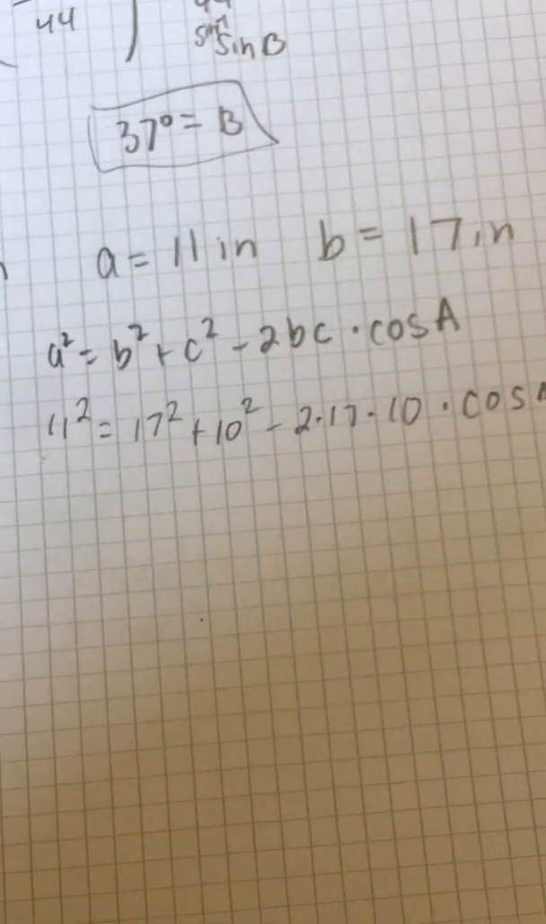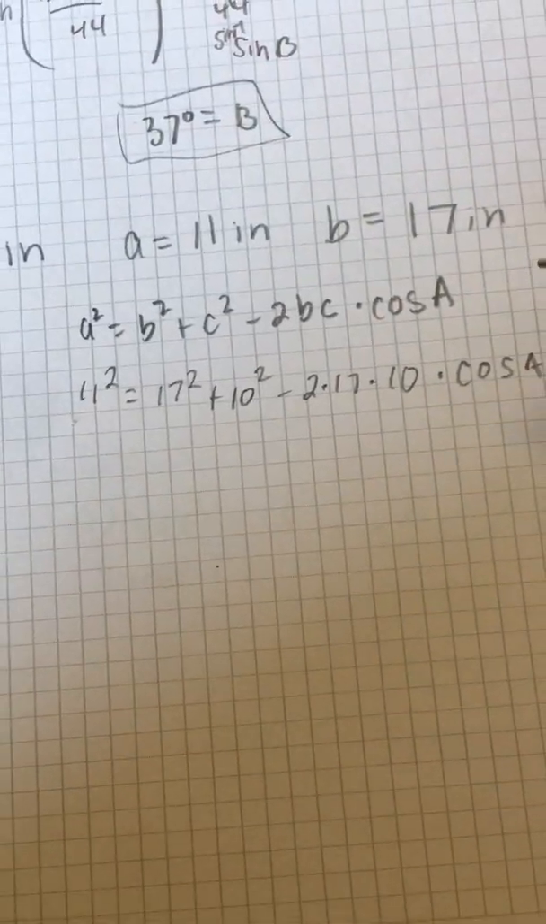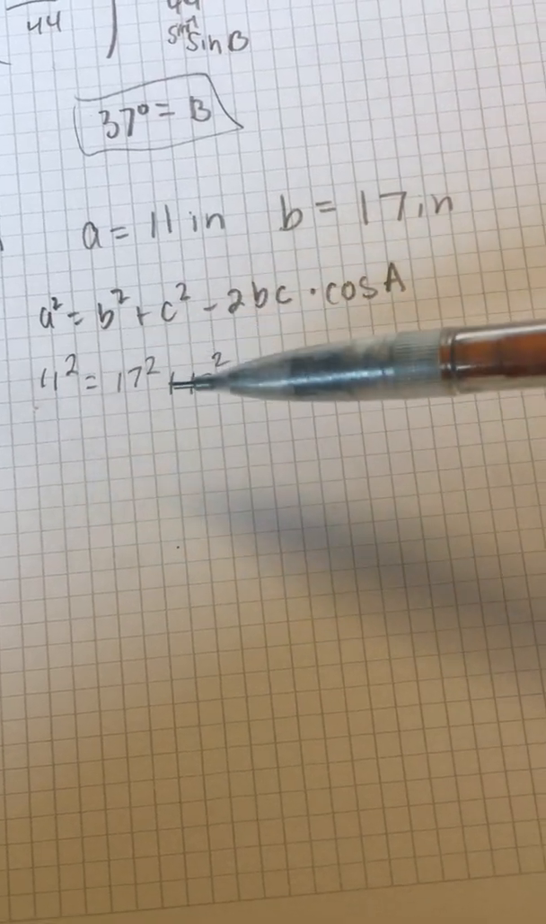So I wrote down the formula for the law of cosines, and then I started filling in. So A was 11 squared.